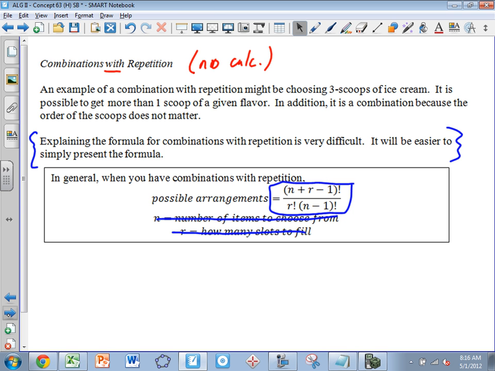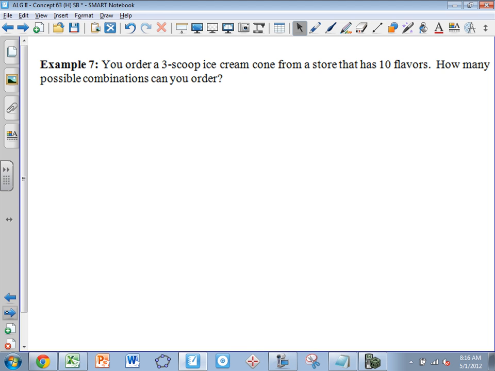All right, so for our first example here, you order a 3-scoop ice cream cone like we just talked about. Let's say the store only has 10 flavors. How many possible combinations can you order? So we start. Is it a combination or a permutation? Clearly, right? Because the word is here.